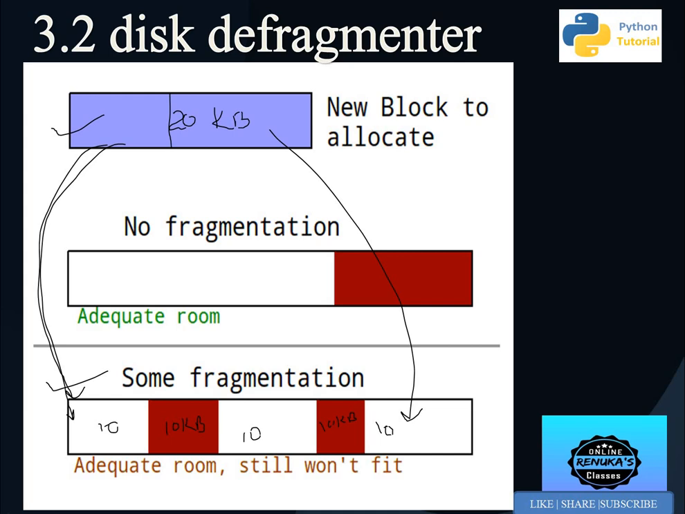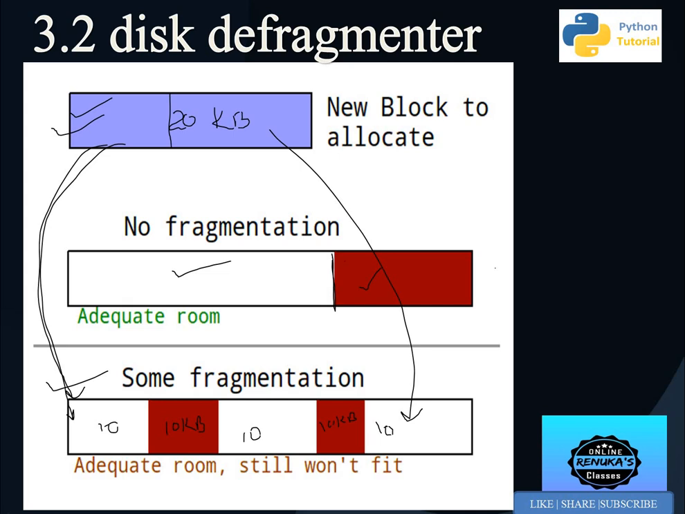This will slow down the speed, because when we want to access this job, it will first take 10 KB from this section and 10 KB from this section. So instead of delaying the processing, we can use disk defragmenter. What disk defragmenter will do is defragment the various fragments. It will collect the used space at one end and the unused memory at another end. Is it clear how it will work?